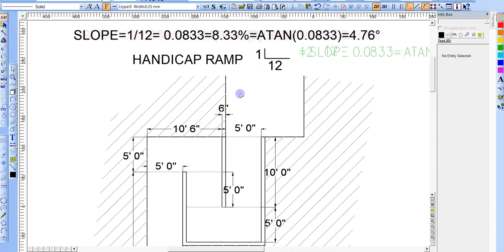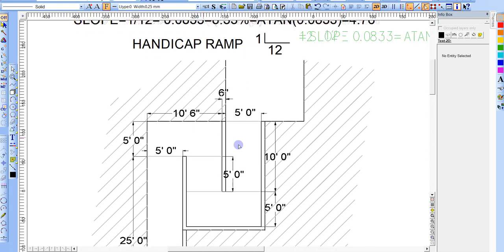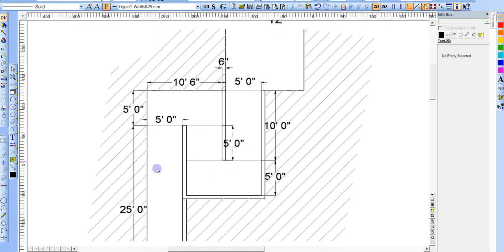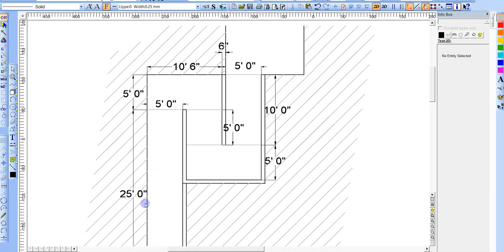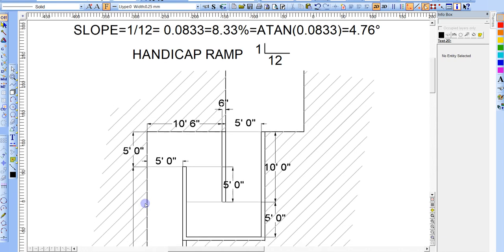Alright, so this video is going to illustrate how to calculate the angles and slopes on a handicap ramp. In this case, this was a ramp that was in an airport, roughly the same thing. So the codes will vary on the widths and depths of your tread, of your landings, and your maximum run, depending on how steep it is and what jurisdiction you're in. So this is just an example.